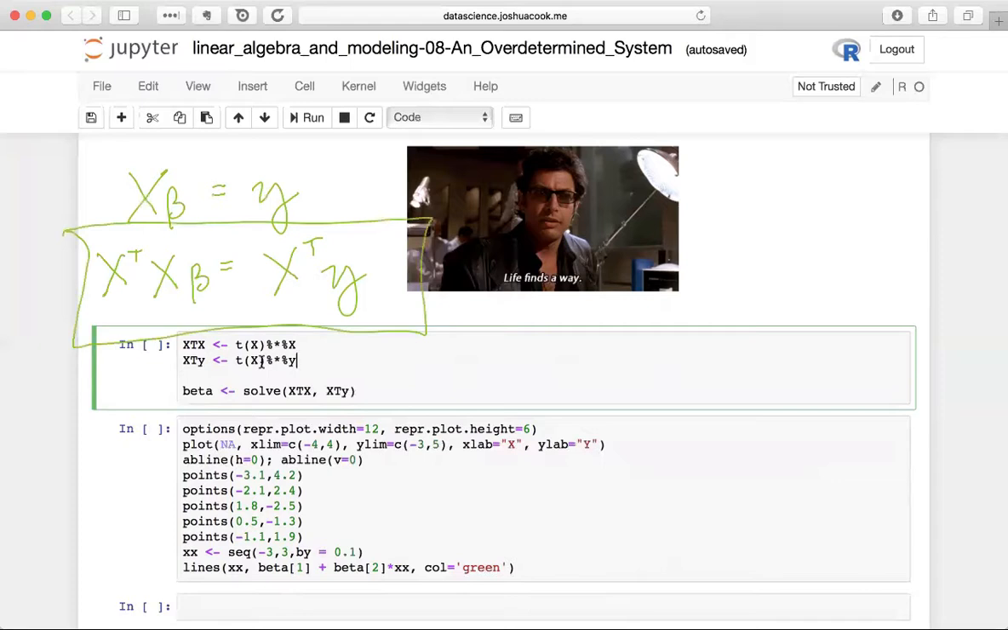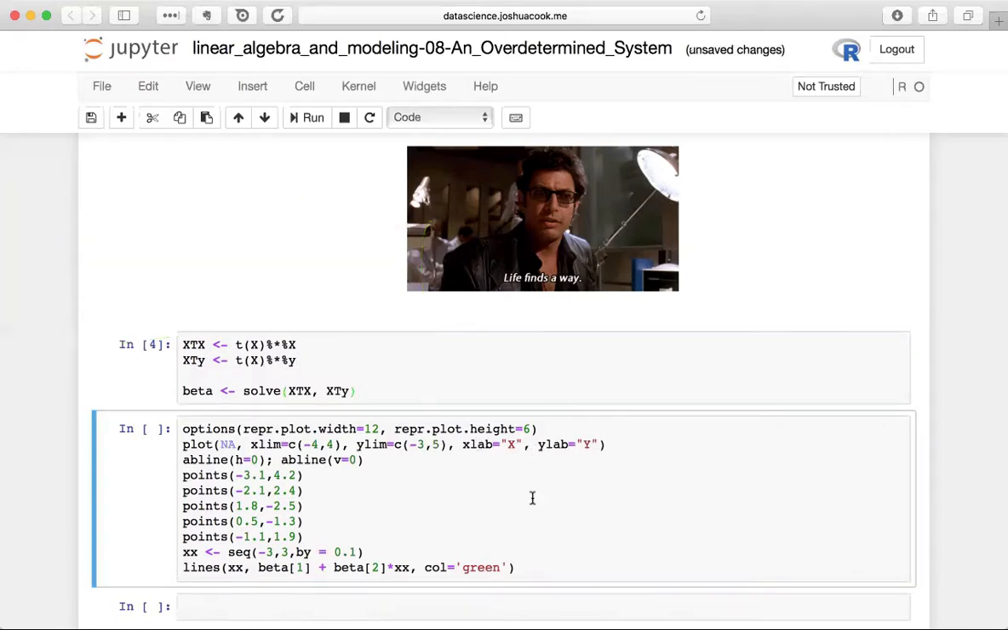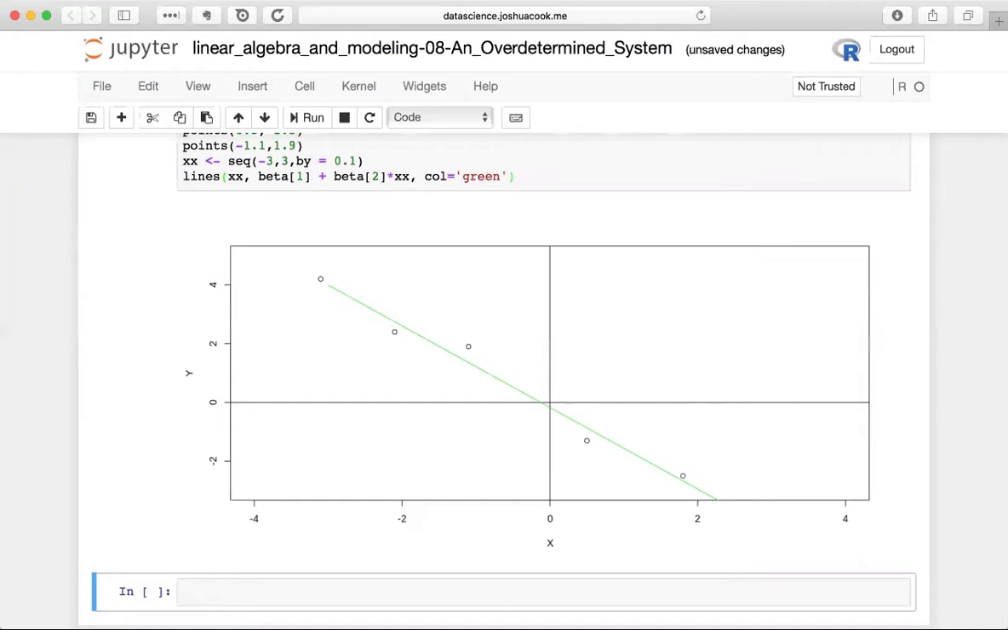And I'm going to plug that into my solver in R here. And I know for a fact that x transpose x is going to be square and invertible, and I'm going to get a solution to this equation. So let's run it. And let's plot it just as we've done before. And here we have it. There we have generated the line of best fit using this fancy technique.